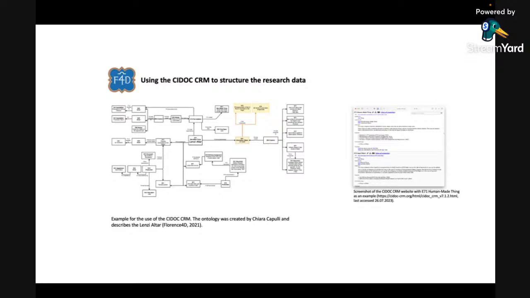When using the CIDOC CRM, you basically have classes that you map to your project entities, and then you can connect them with properties. Here's an example that my colleague Chiara Capelli from the Florence 4D project created, which describes the Lenzi altar. Basically you take the Lenzi altar as a human-made thing. You go to the online manual or documentation of the CIDOC CRM, look up the class information, and then you can attach other properties and other attributes to it.